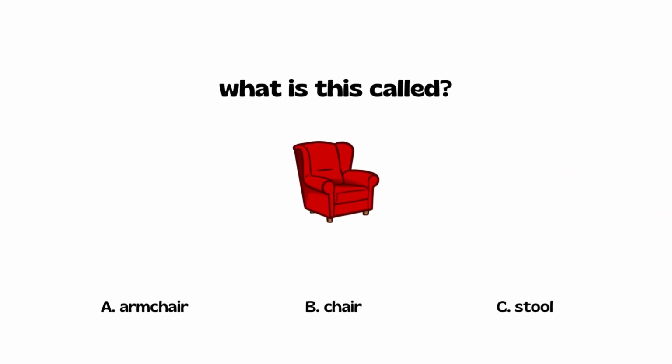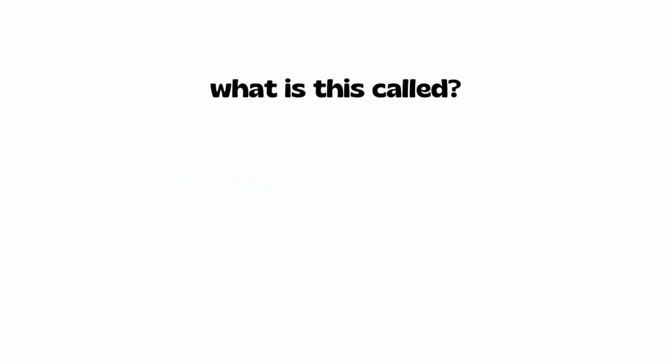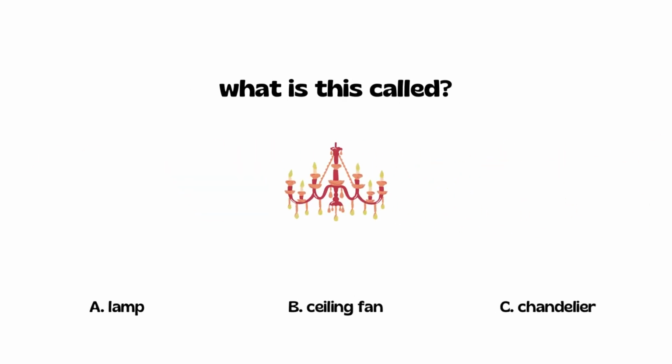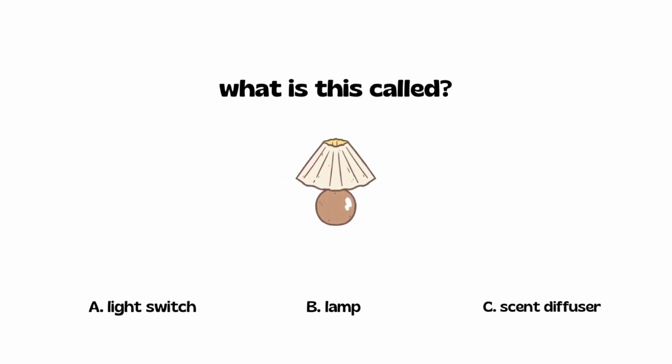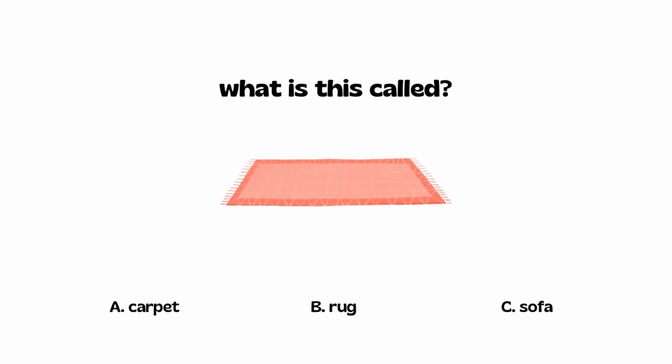So, what is this called? Armchair. Good job. This one? Chandelier. Great. Now this one? Lamp. Very good. Last one? Carpet. Excellent.